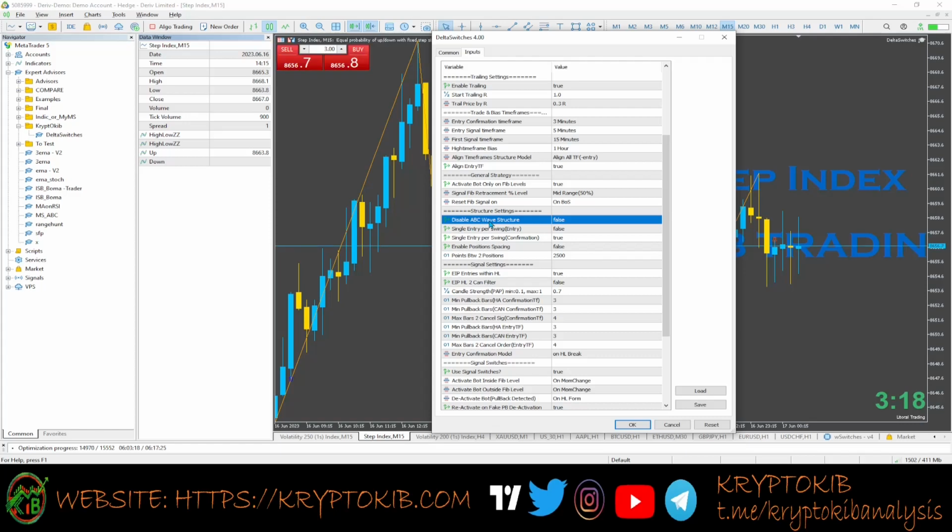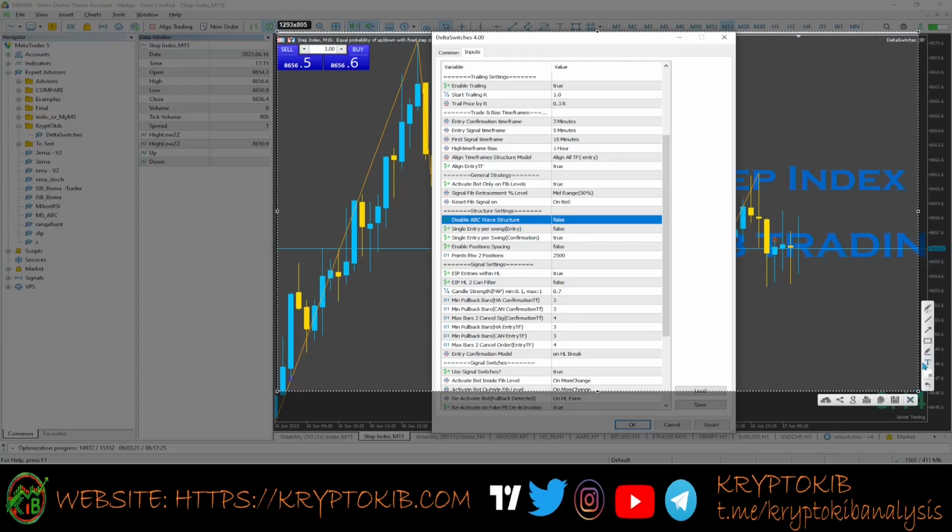And here we have disable ABC wave structure. What this means is, if you have a bullish move like this and then a pullback which you are open to trade, you get in on a trade, but instead of making a higher high, it rather forms a lower high like that. Once this is formed, there is a probability that this low may be taken out. There is also another probability that this invalidation will be taken out, which we can't be sure of. So once this pattern forms, if this is true, then it won't take any more trades.